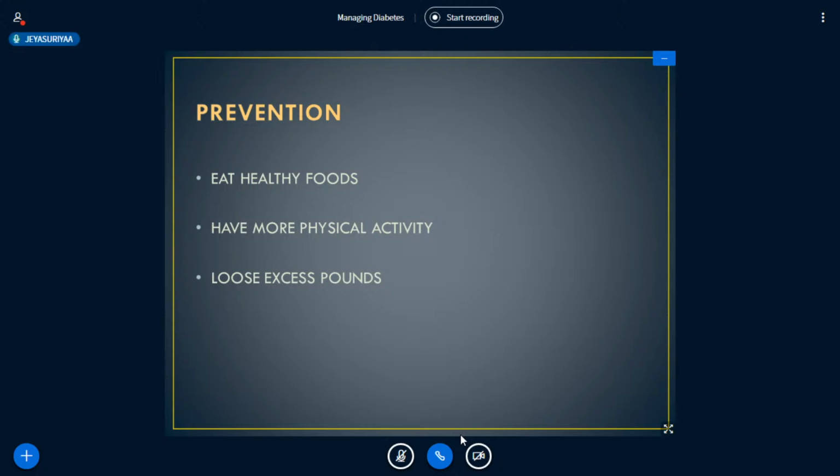Now, coming to losing excess pounds. If you're overweight, losing even 7% of your body weight can reduce the risk of diabetes. Don't try to reduce weight during pregnancy. However, to keep the weight in a healthy range, focus on permanent changes of the eating habits and the exercise habits.